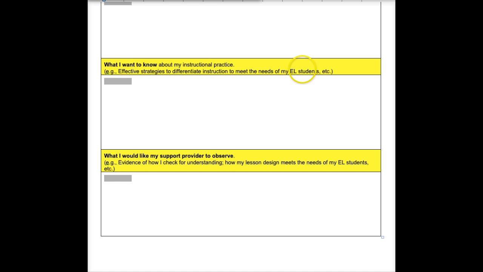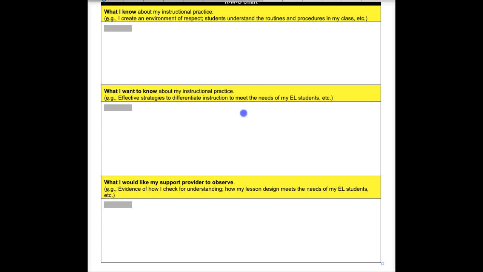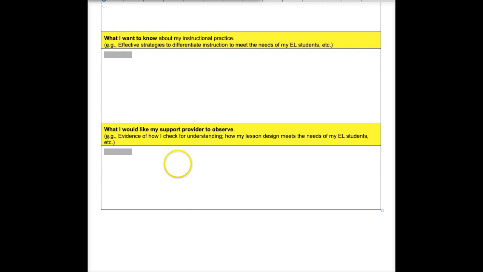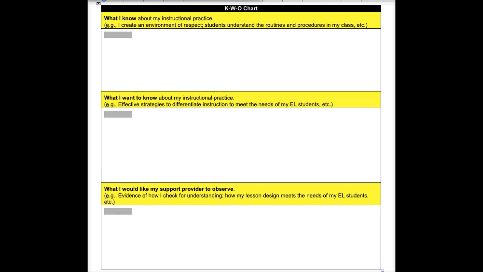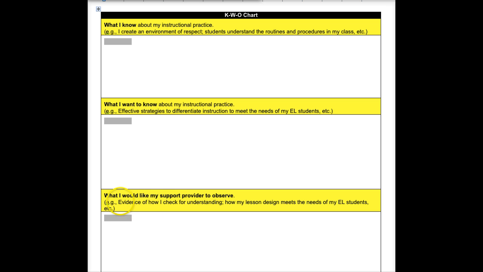Again, it doesn't have to be a narrative, it can be straight bulleted points. We'd like to see 2 to 3 of what I know and what I want to know, what I want my support provider to observe. We hope that the support provider has worked with the participating teacher so that what the support provider is going to observe is either something that they've listed they know or something that they want to know. That's not required though. Again, what we're looking for is, is it clear to a person who's not familiar with the participating teacher and the support provider exactly what they know, exactly what they want to know, and what they want their support provider to observe.